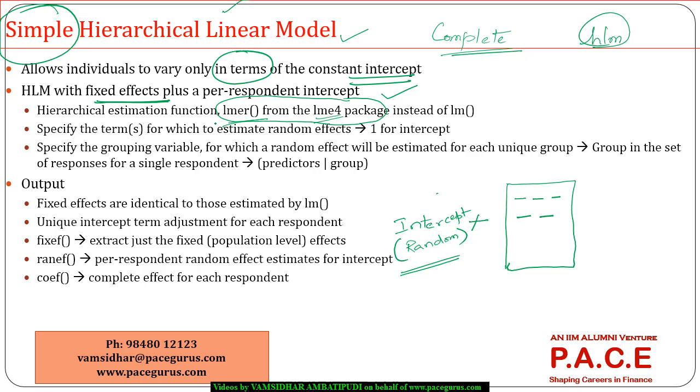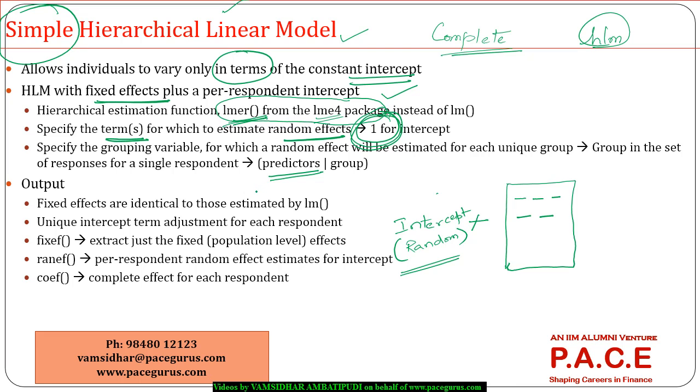We'll use the lmer function. Within that, I have to specify the terms, those particular variables for which I want the random effect. So in this case, I want the random effect only for the intercept. So that is where I'll set it as 1. That particular variable for which I want the random effect for each individual, I will have to specify. I'll have to specify it this way.